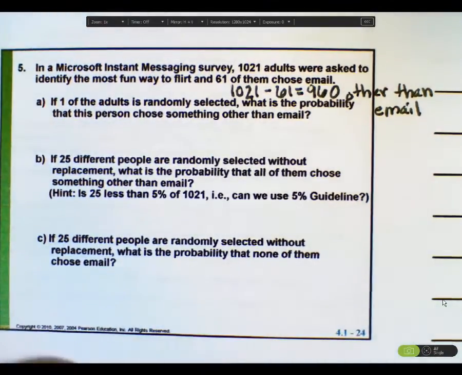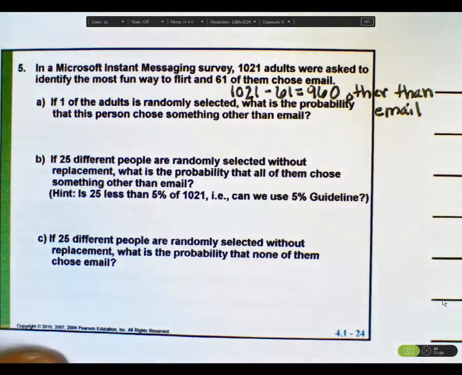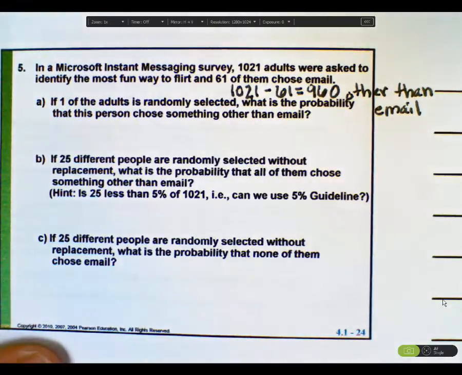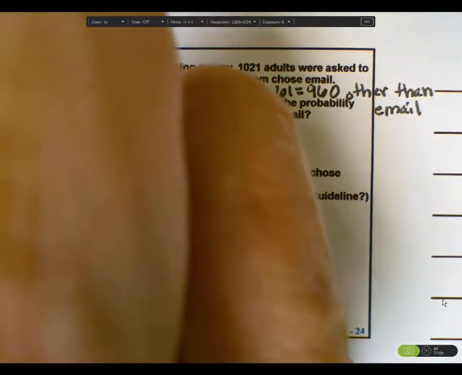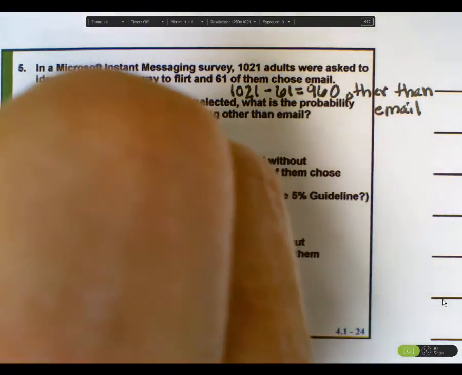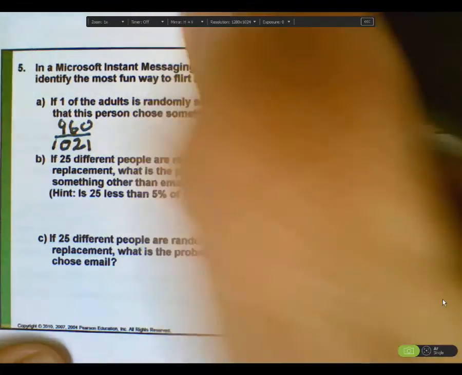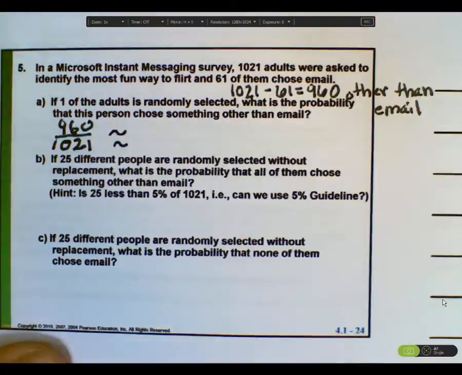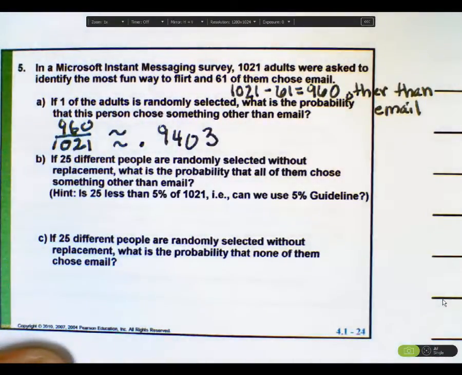And so I want to know the probability if I just put these 1,021 folks in their names in a hat and draw one out, what's the probability that I get one of those who chose something other than email? There are 960 people who chose something other than email out of a total of 1,021 people. So the probability that we draw out a person who chose something other than email is about 0.9403 if I round that to 4 decimal places.